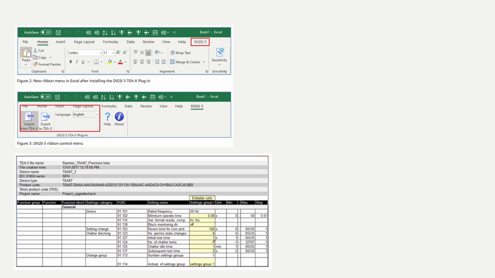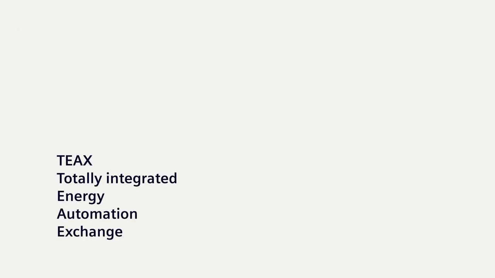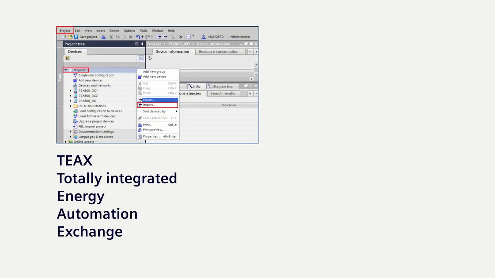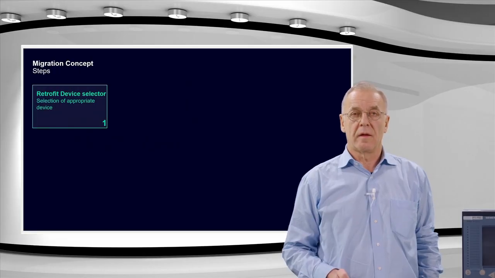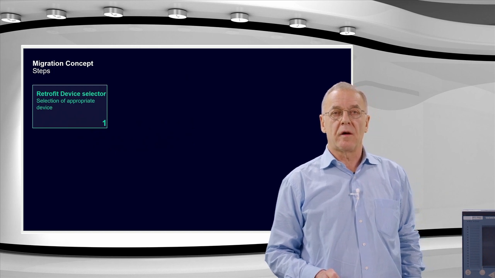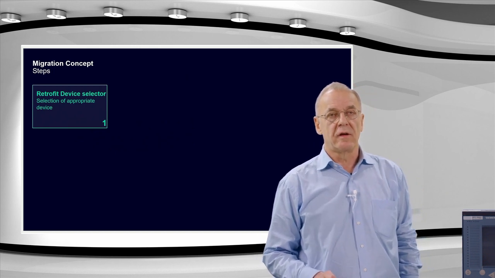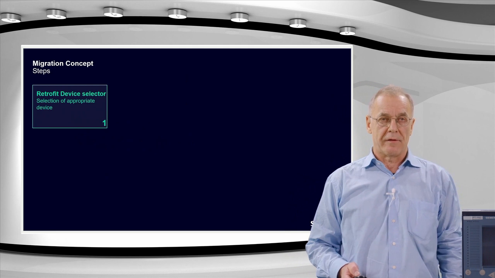The DIGSI Excel plugin is a support tool which enables device settings in a convenient manner. The data format TIAX, Totally Integrated Energy Automation Exchange, is used for data transfer for import and export between DIGSI 5 and Excel. With the support of the retrofit device selector, we selected the new SIPROTEC 5 device.